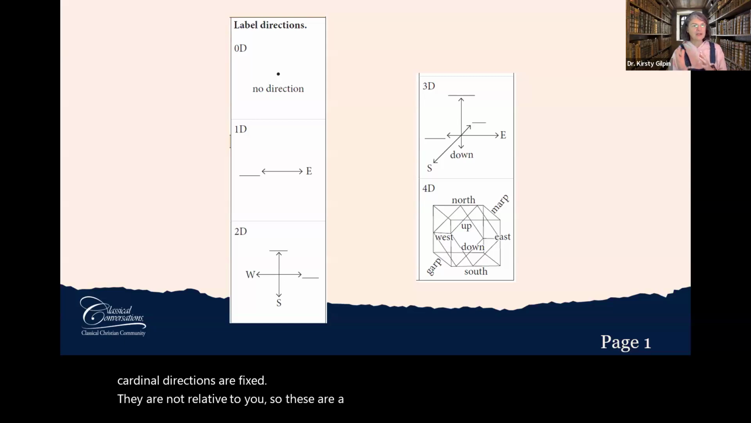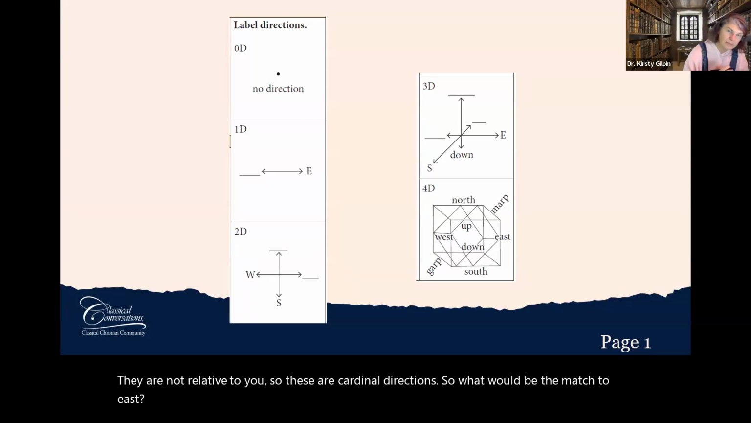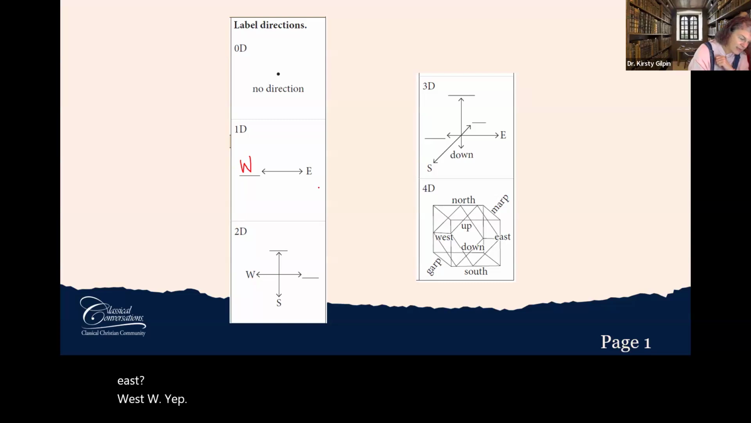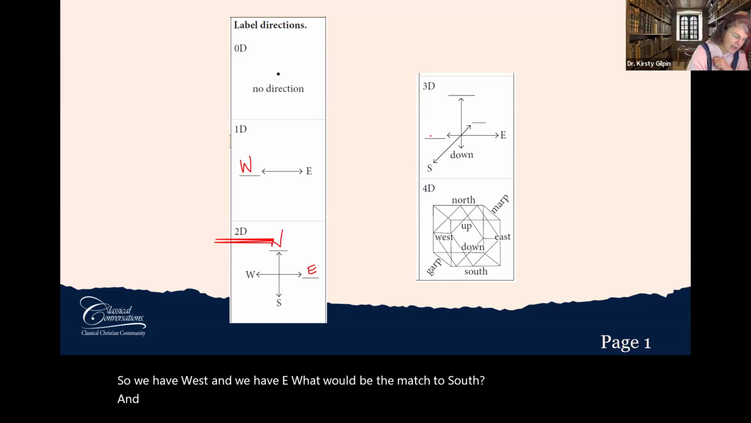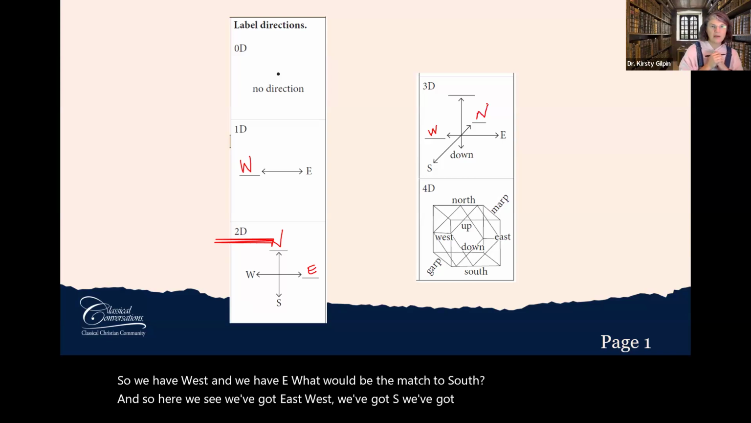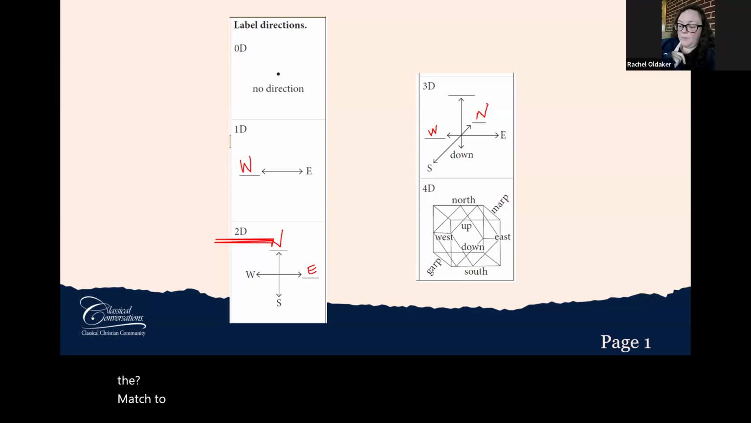So what would be the match to east? West. Yep. So we have west and we have east. What would be the match to south? North. And so here we see we've got east, west, we've got south, we've got north. And then what would be the match to down? Up.